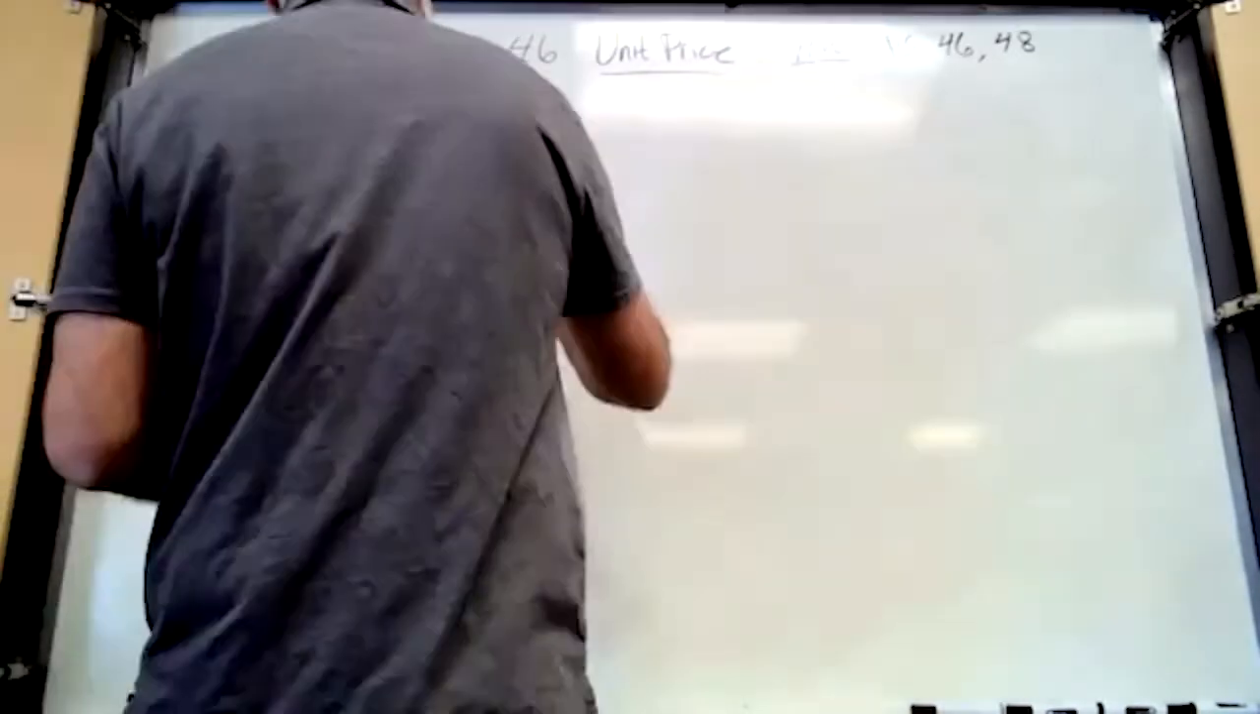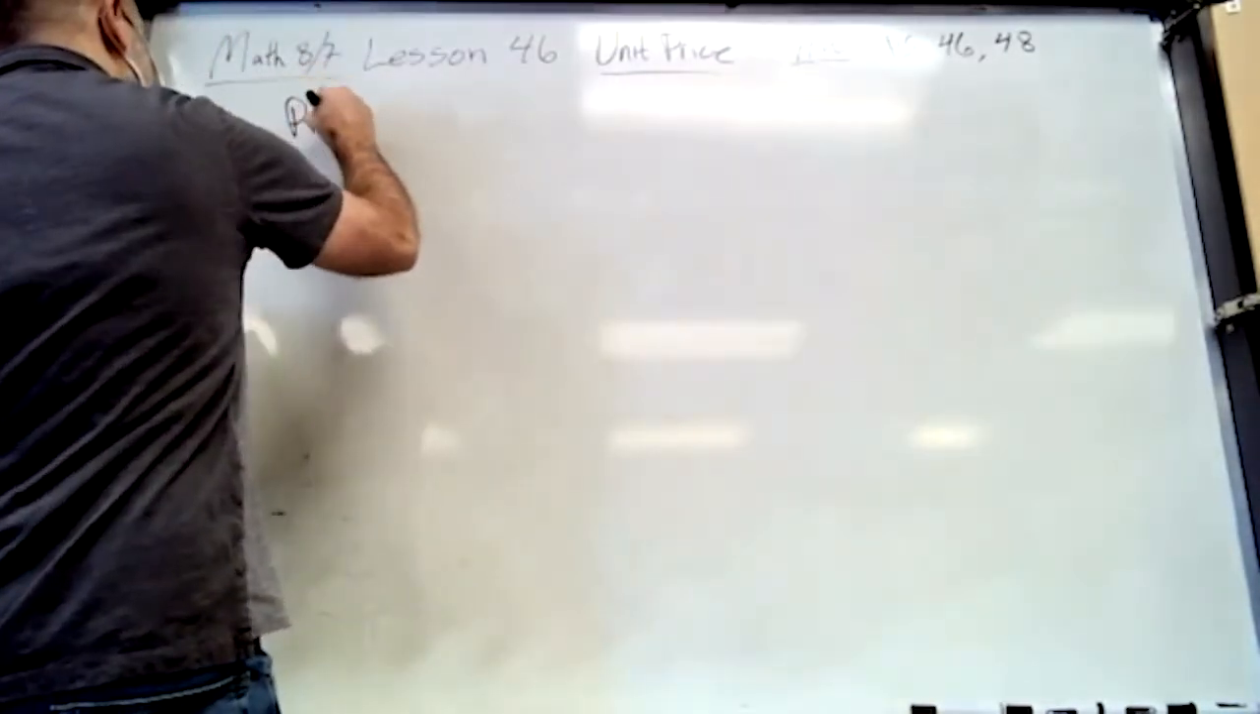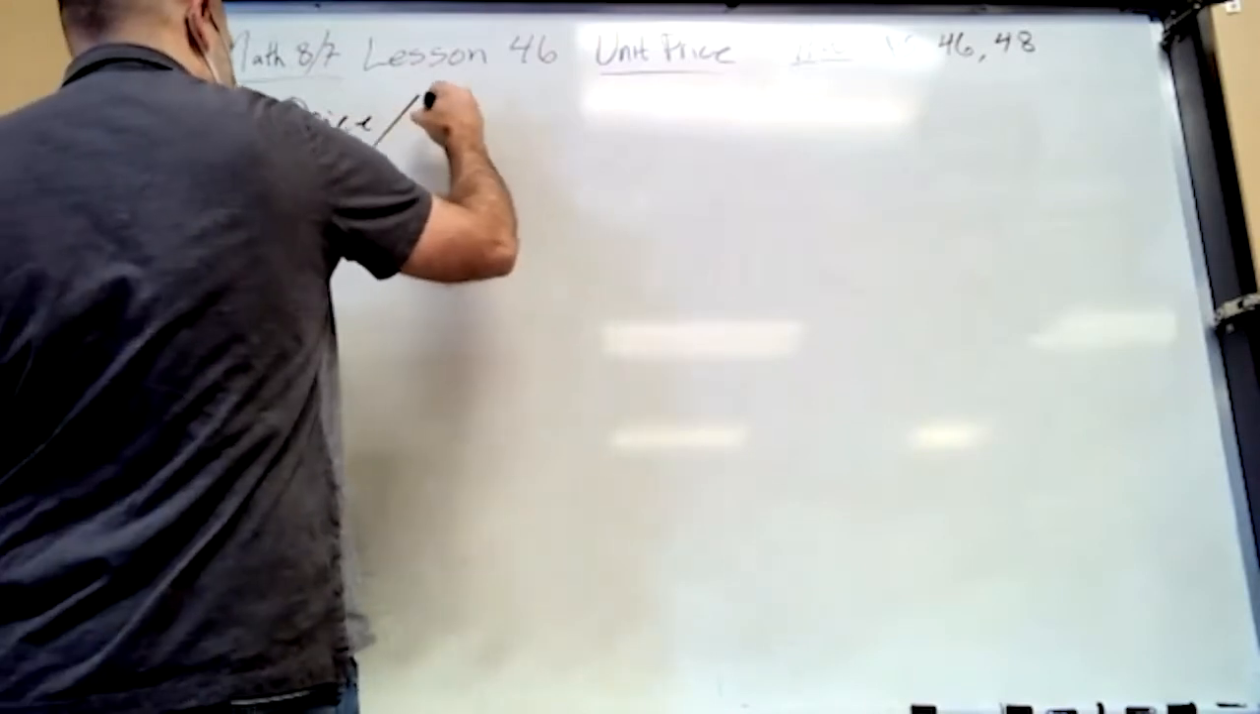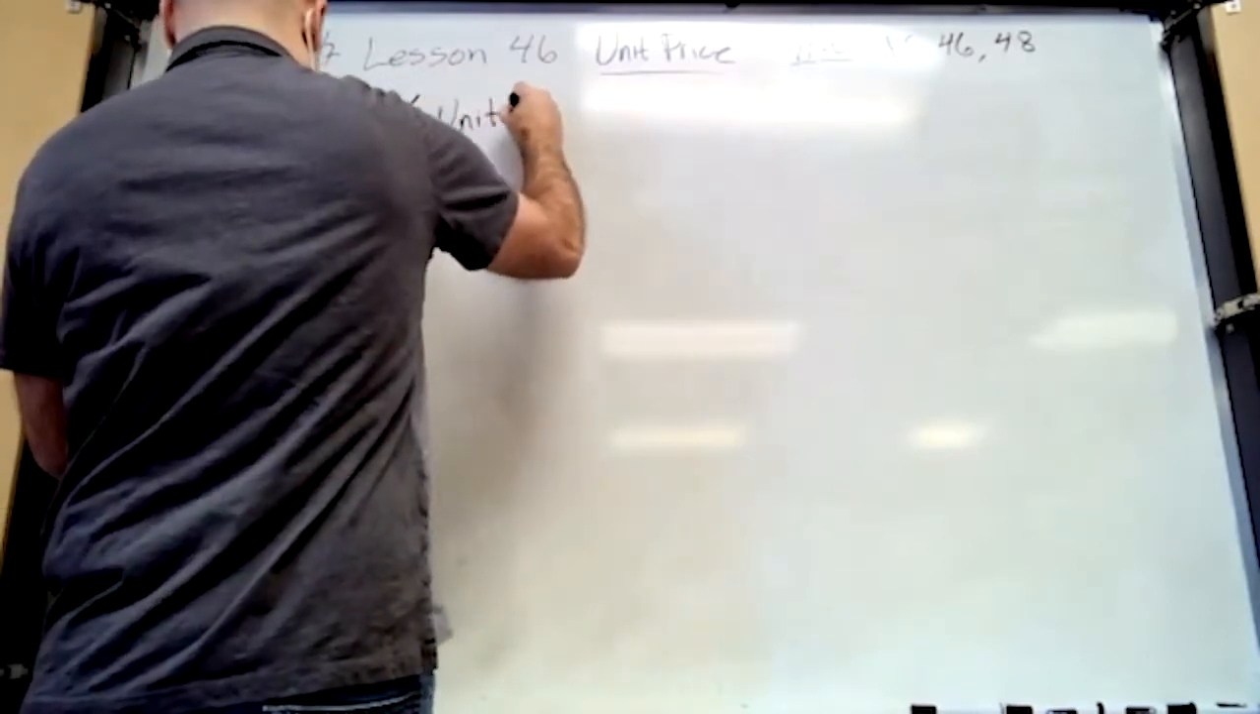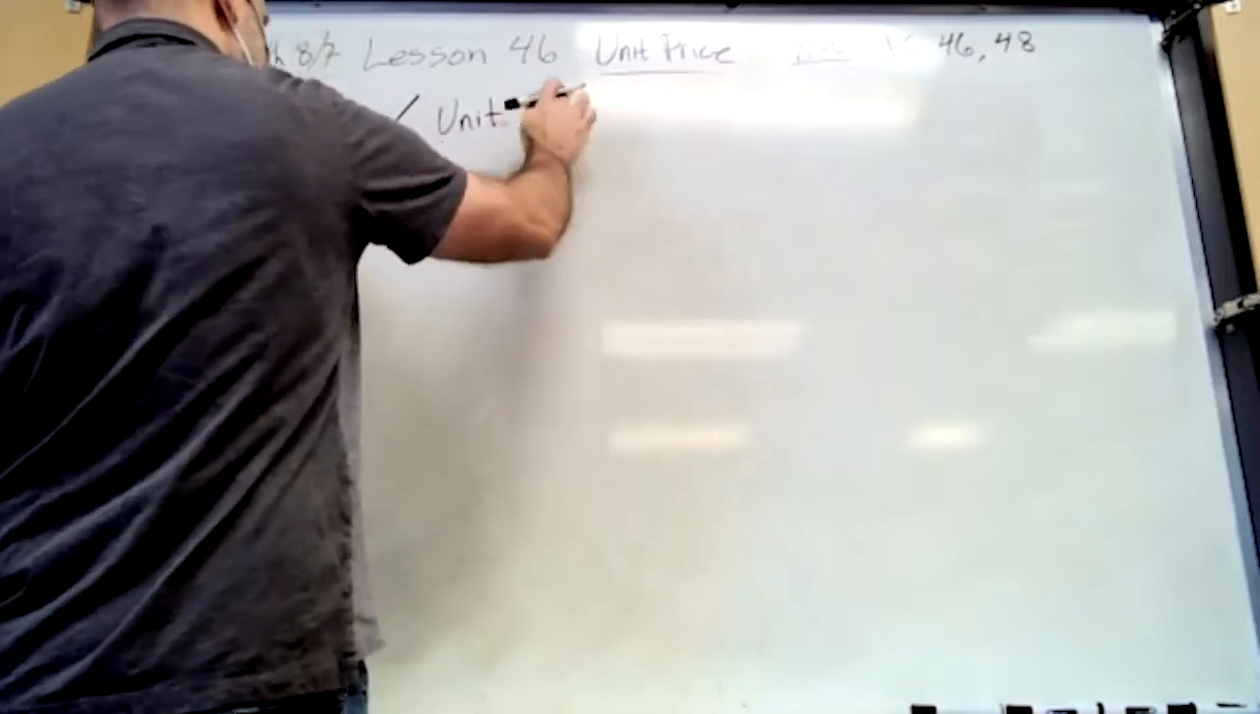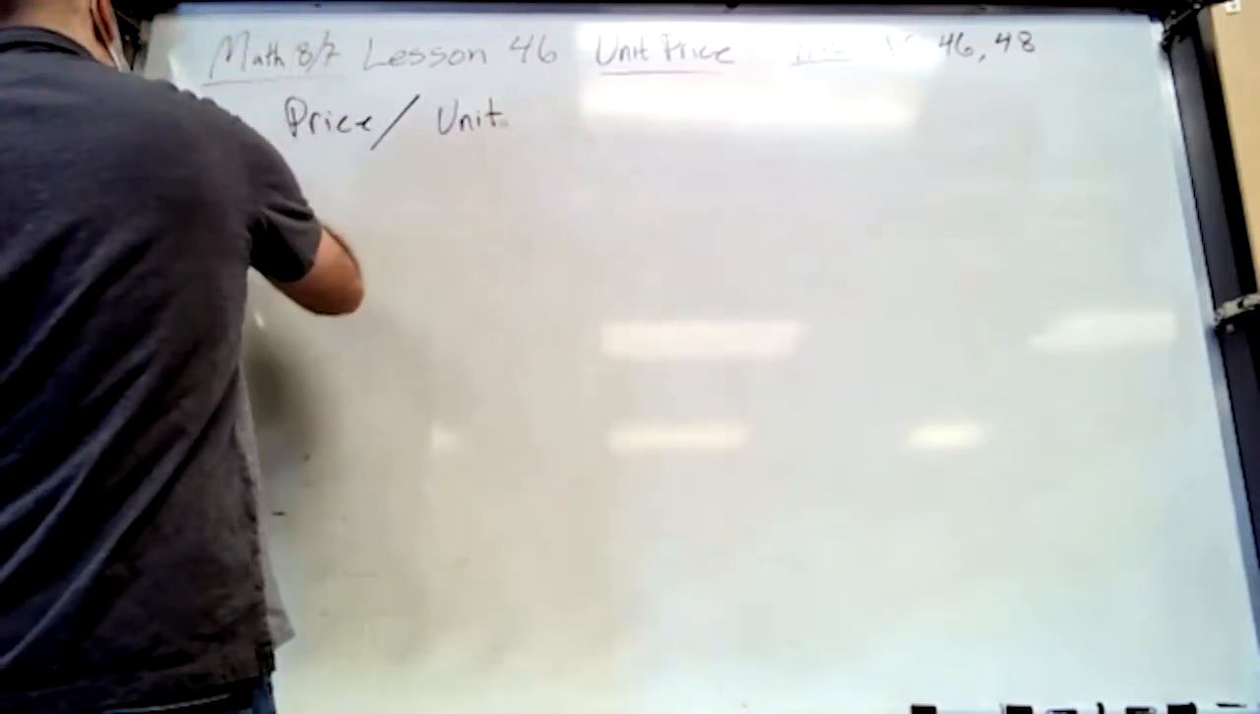So we're going to do price per unit. Unit price is basically price per unit. So let's just start with an example.